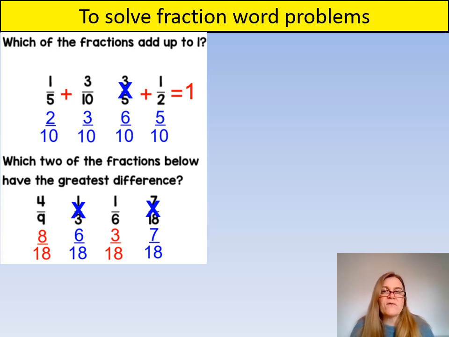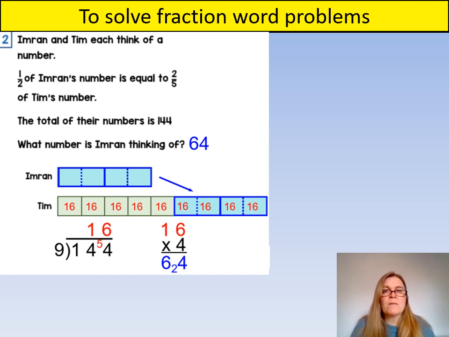With the second set of fractions, use the denominator 18. 4/9 is 8/18. 1/3 is 6/18. 1/6 is 3/18. Choose the largest fraction and the smallest fraction to give you the greatest difference, which is 8/18 and 3/18. So the answer is 4/9 and 1/6.